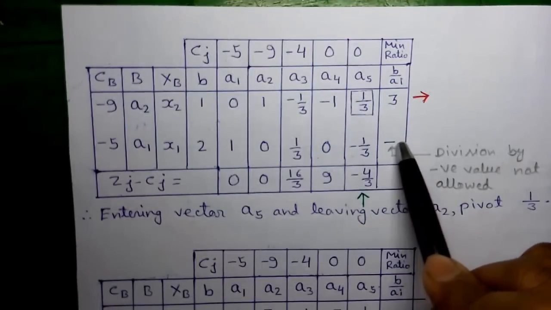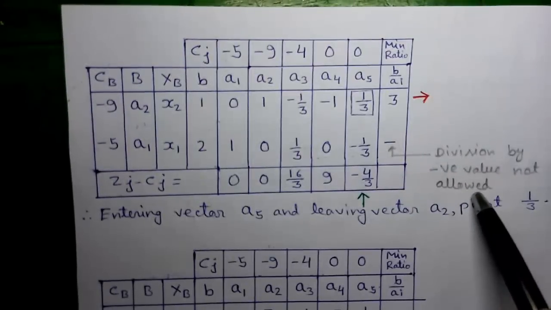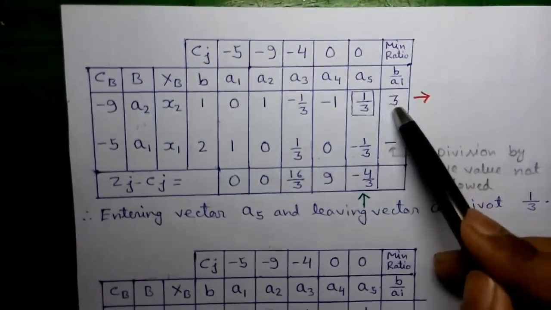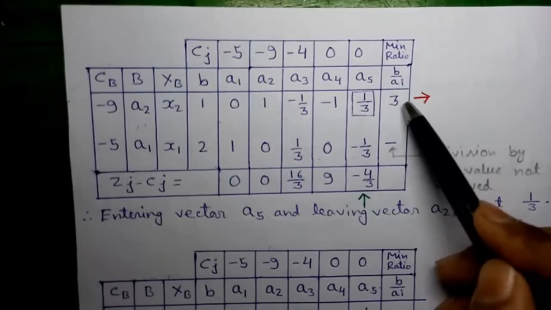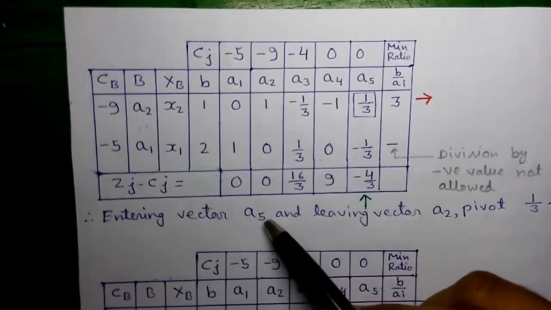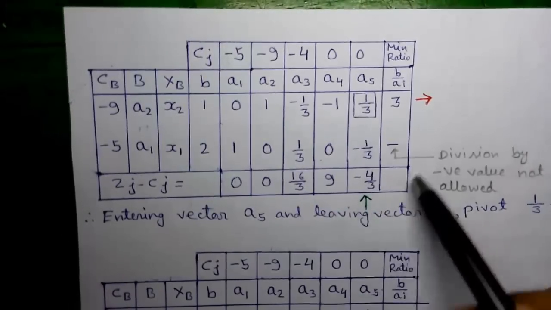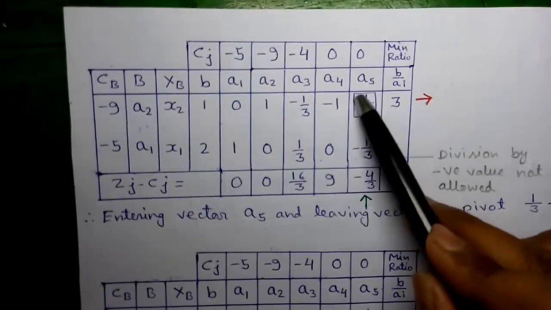So we'll write a simple dash here. The division by minus value is not allowed. So we have only one value in the mean ratio column, that is 3, and that belongs to the A2 vector. So our entering vector is A5 and the leaving vector is A2, and the pivot element is 1 by 3.